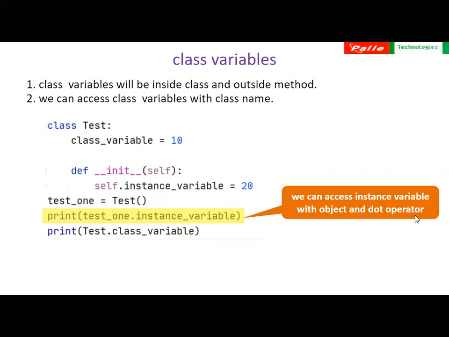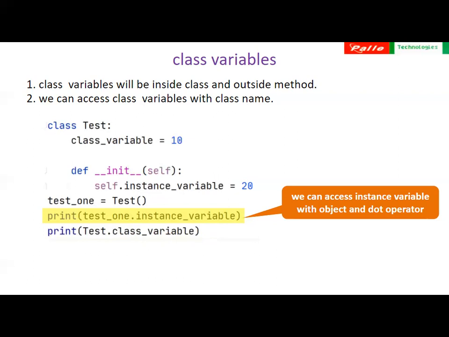Where can we create a global variable? At the root level. By the root level I mean at the starting, that means outside everything: outside the class, outside the method, outside everything. Similarly, where can I create an instance variable? Only inside the constructor.